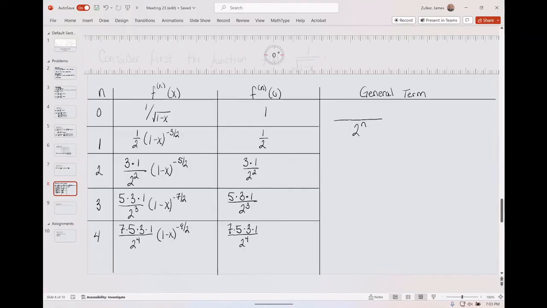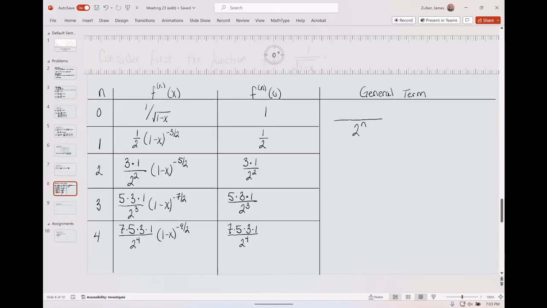N plus 2 factorial? So when n equals 1, the numerator is just 1, right? N equals 2, you get 3 times 1. N equals 3, you get 5 times 3 times 1. N equals 4, you get 7 times 5 times 3 times 1.